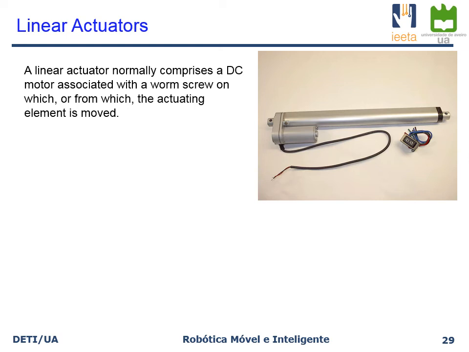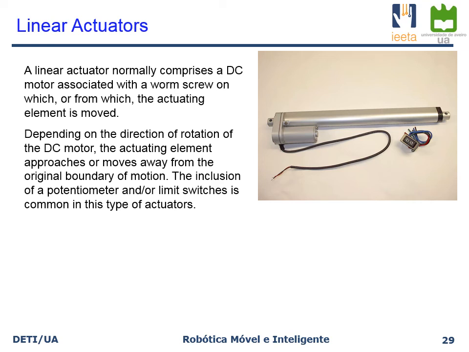And this is normally used to position with some precision a certain element within the robot or a robot arm, depending on the direction of rotation of the DC motor. So you can rotate clockwise or anti-clockwise. The actuating element, which is there, will also move outwards or inwards according to its current position.